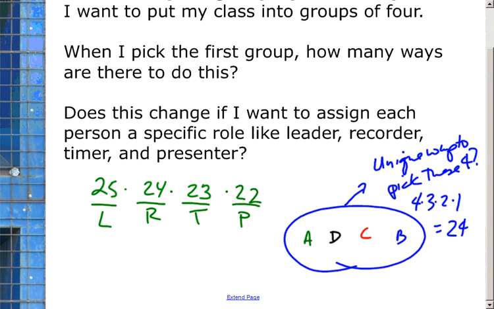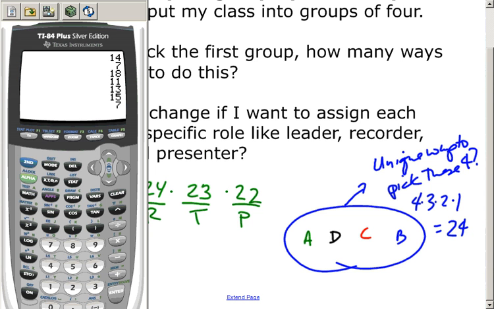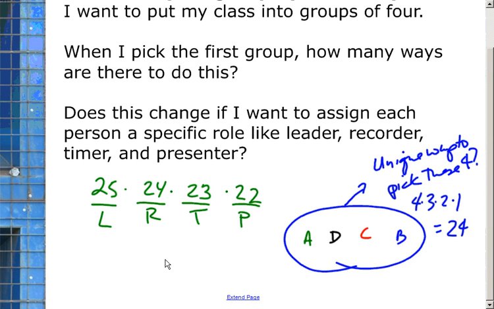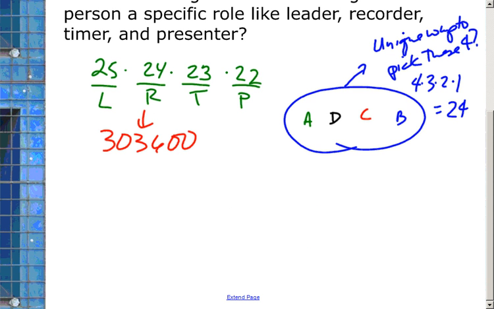And so what you end up needing to do, let's see, 25 times 24 times 23 times 22. So you'd end up with 303,600 different ways of picking those groups that way. But now again, remember, out of those groups, there are sets of 24 which are the same four people. Now those are coming from here.